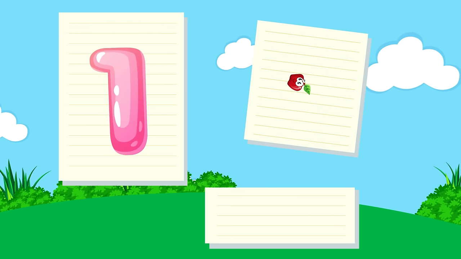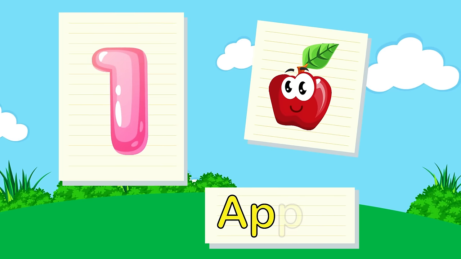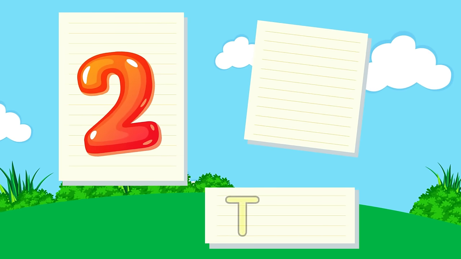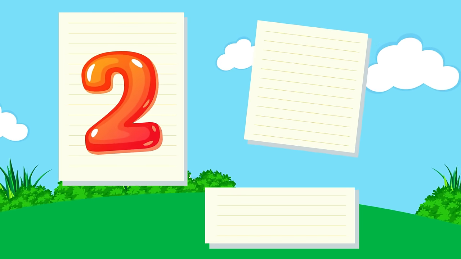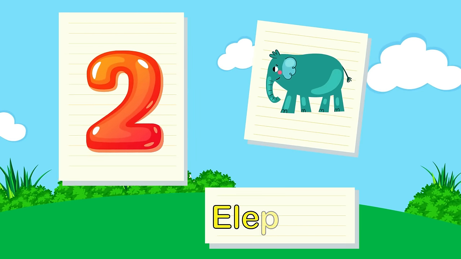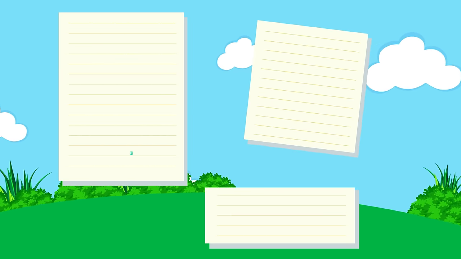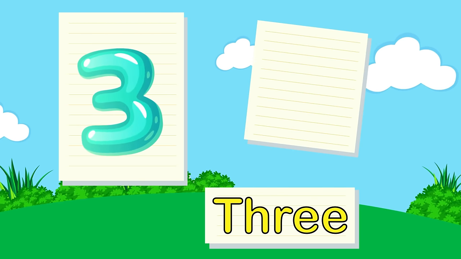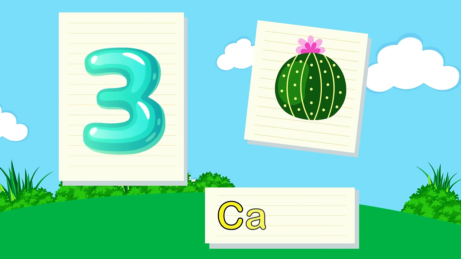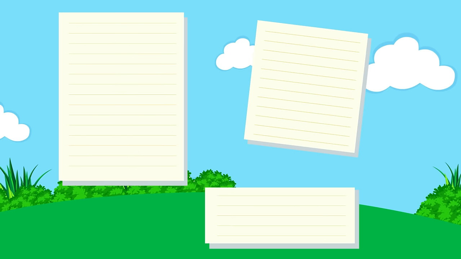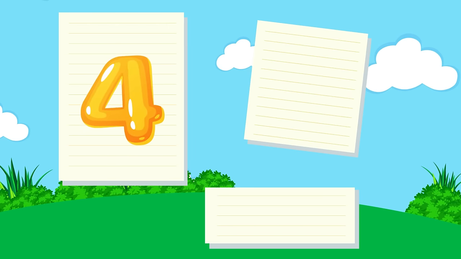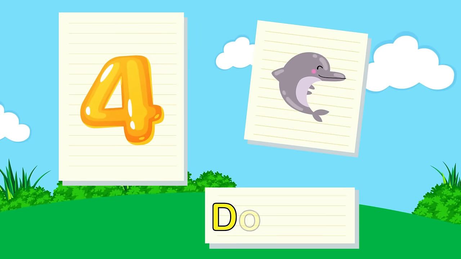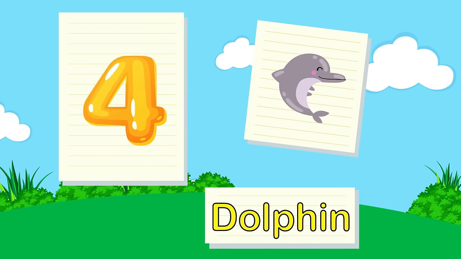1. One apple. 2. T W O. Two elephants. 3. T H R E E. Three cactus. 4. F O U R. Four dolphins.